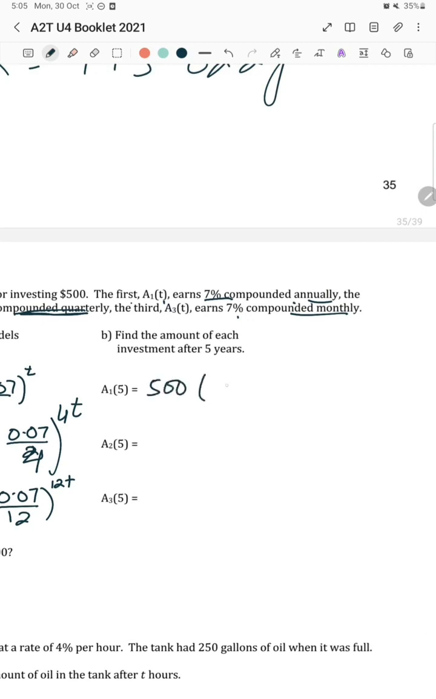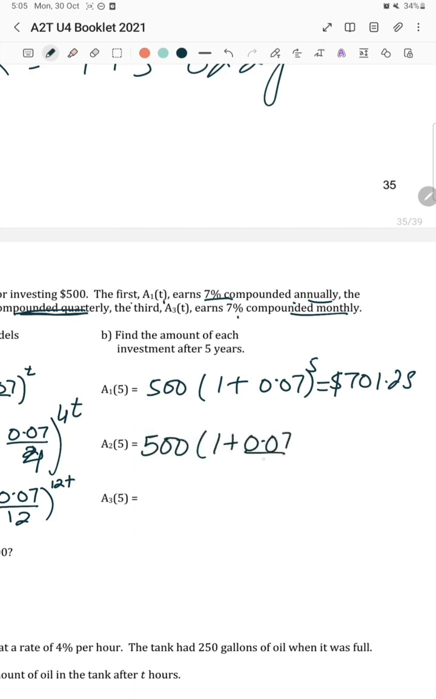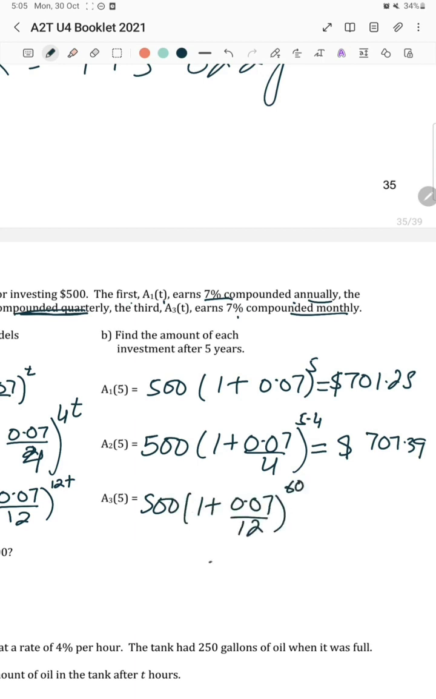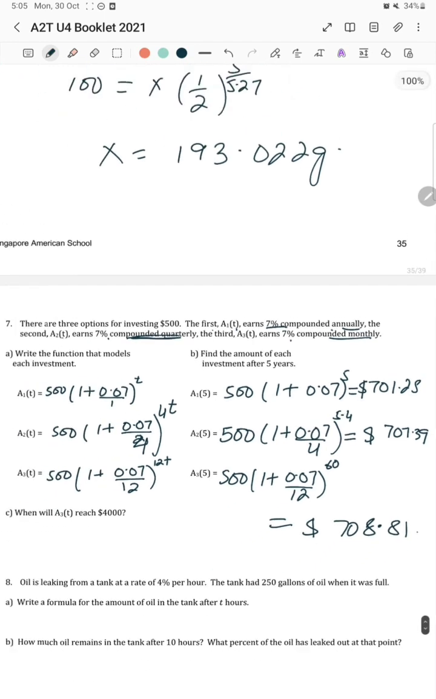So 500(1 + 0.07)^5 is equal to $701.28. Okay, 500(1 + 0.07/4)^(5×4), which is equal to $707.39. 500(1 + 0.07/12)^60, which is equal to $708.81.